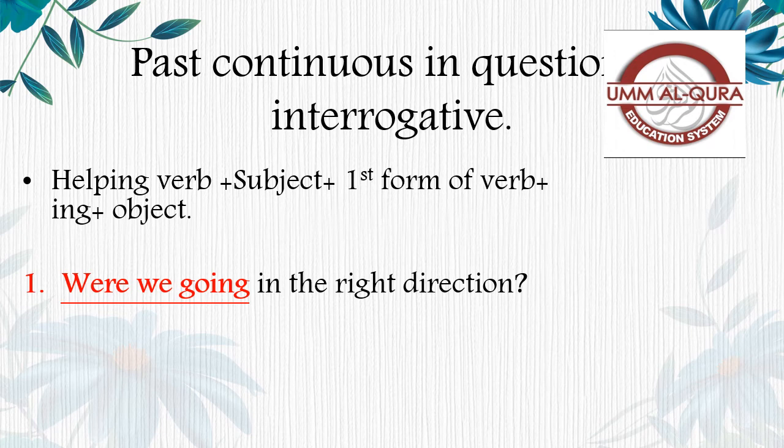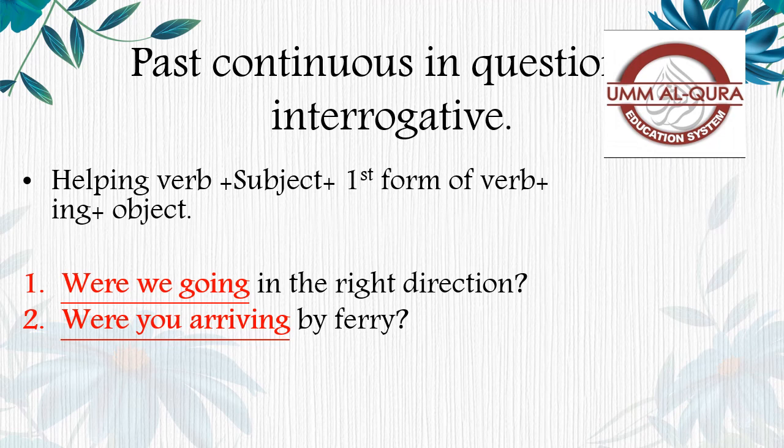Here are a few examples. Were, obviously you know, we use were for plural forms. So, were we going in the right direction? The next one is, were you arriving by ferry? And the last one, was she eating her lunch? Hopefully it will be easy for you and you have understood it clearly.